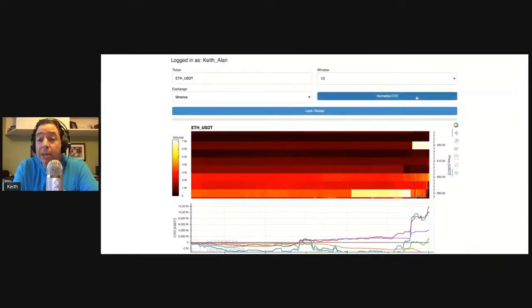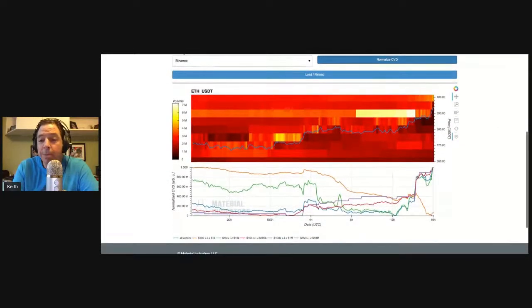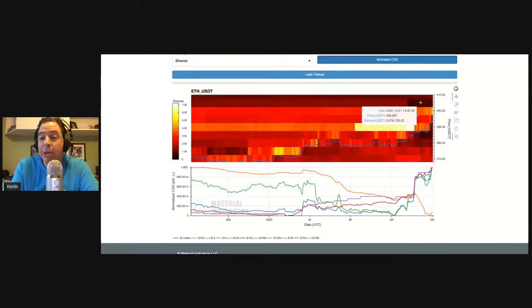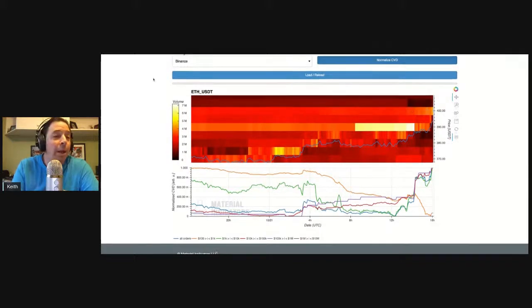I'm going to go back to normalized CVD, because that really makes it easier to see the moves. So you can see, whales coming in here, buying up this, coming back in, buying up this, and again, getting some support from all classes of orders, buying back in here to start eating away at 400. So that'll be interesting to watch. We'll check it here in a little bit and see if it has dwindled any. 4.3 million is what's sitting there right now.